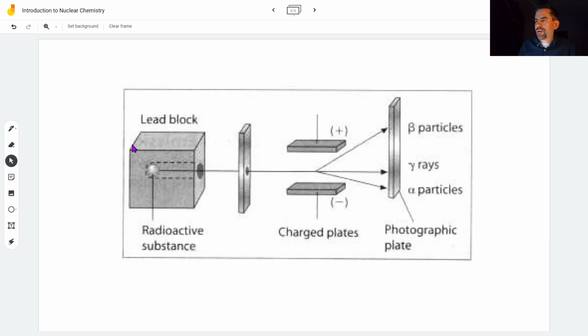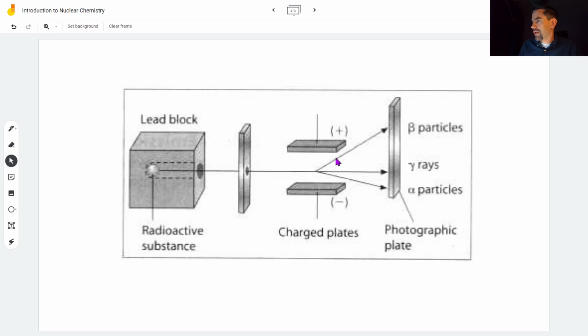Here we have a radioactive substance in a lead block, with a hole in it, that only allows the radioactive stuff from it as it falls apart to come out in one direction. If it goes through two charged plates, you can see these things called beta particles go up toward the positive, which means they must have a charge of what? Yes, negative. And the alpha particles go down toward the negative, so they must be charged positively.